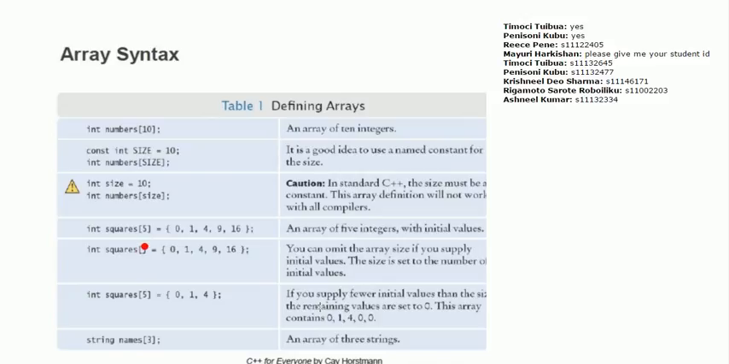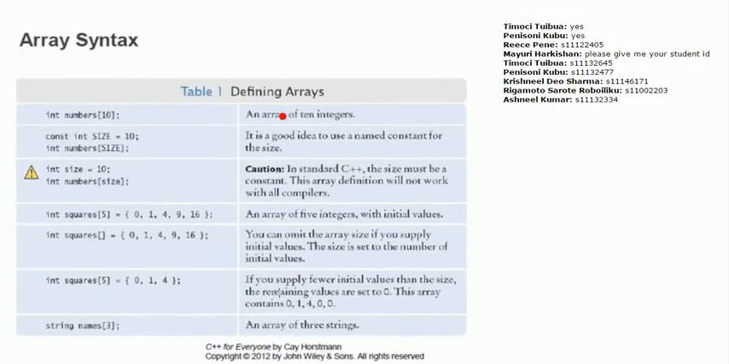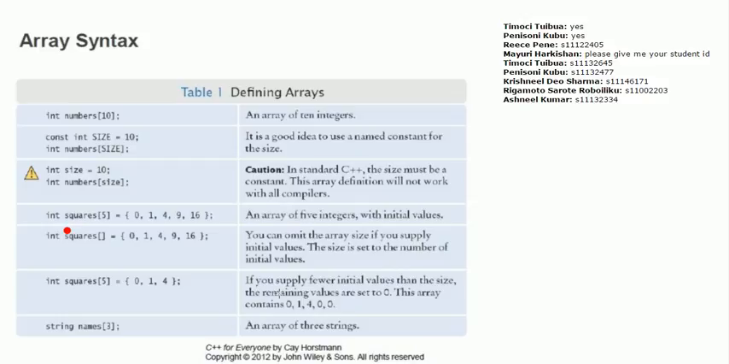Why isn't size there? Should it work? Should this work, or will it be a compile error? What is happening here? In int squares, there is a square bracket, but it has nothing inside it. There's nothing inside it.